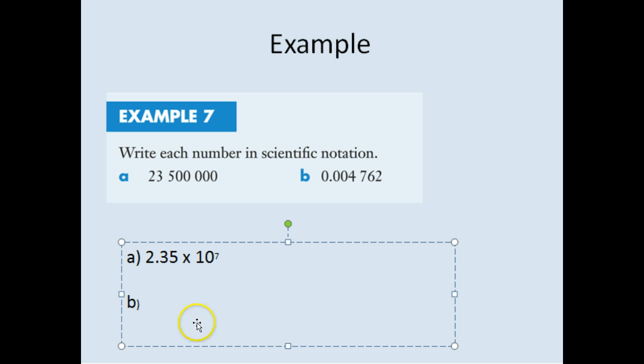Okay, B. Here we have 0.004762. Now again, we need to make that a whole number. So we're going to have to move our decimal point a few spaces to the right to place it here. So again, we have 4 point something. So how many times am I moving that? I'm moving that 1, 2, 3, and that's 3 spaces downwards.